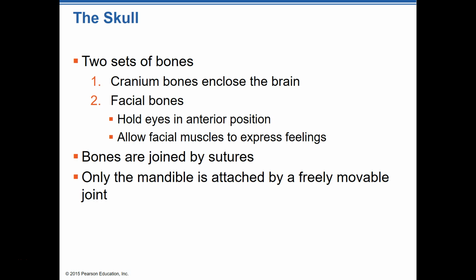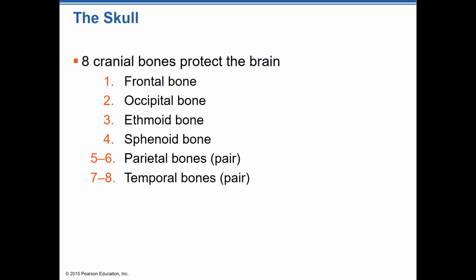So, it's just a way that we can further divide the skull in a way that's easier for us to absorb and understand. The bones in the skull are joined by sutures. Basically, it's because a lot of the skull was from membrane, hyaline membrane, and the way that it grows together. Only the mandible is attached by a freely movable joint. So the mandible is the one bone that is not fused to the rest of it.